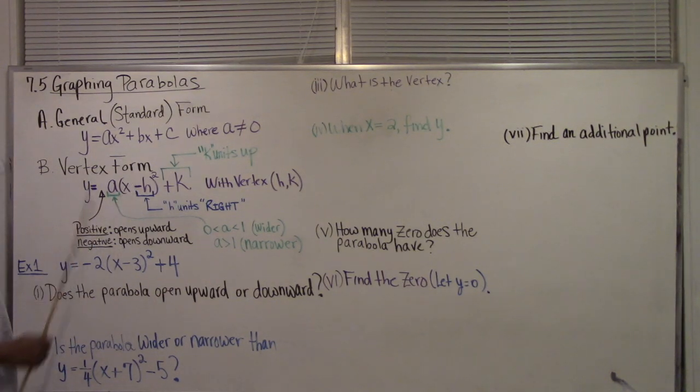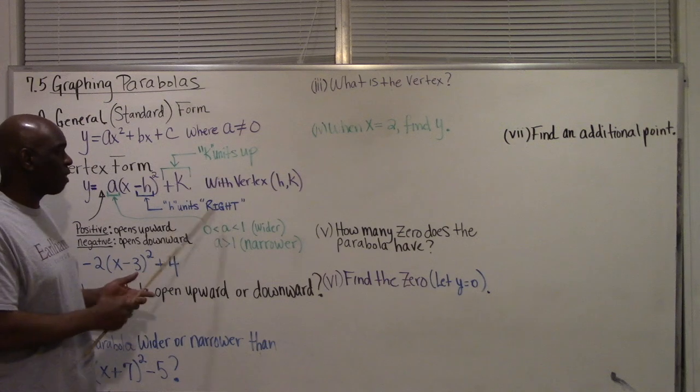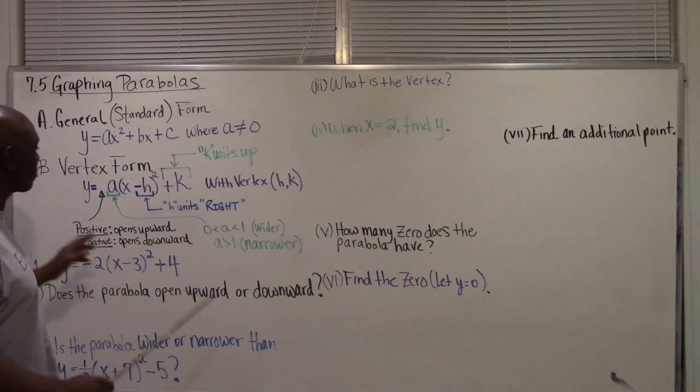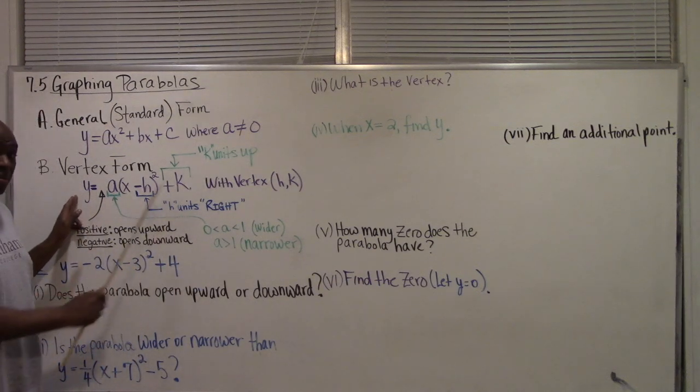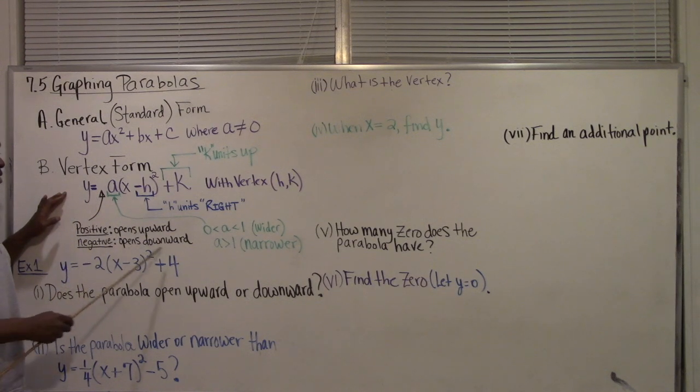Then we have vertex form, where y equals a times the quantity of x minus h squared plus k, with vertex h comma k. That is the vertex. Now please notice I have some arrows here. This is very important. First arrow I have is right here. This represents the sign. If there's no sign, that means it's positive. The parabola is positive, and if the parabola is positive, that means it opens upward. If there were a negative right here, that would indicate that the parabola is negative and that it opens downward.